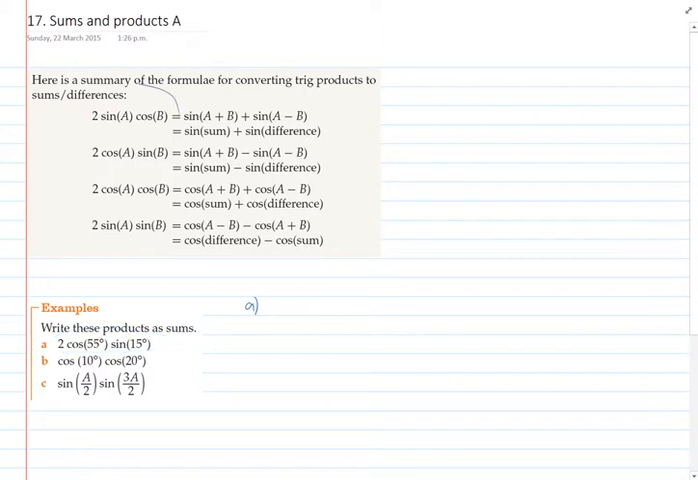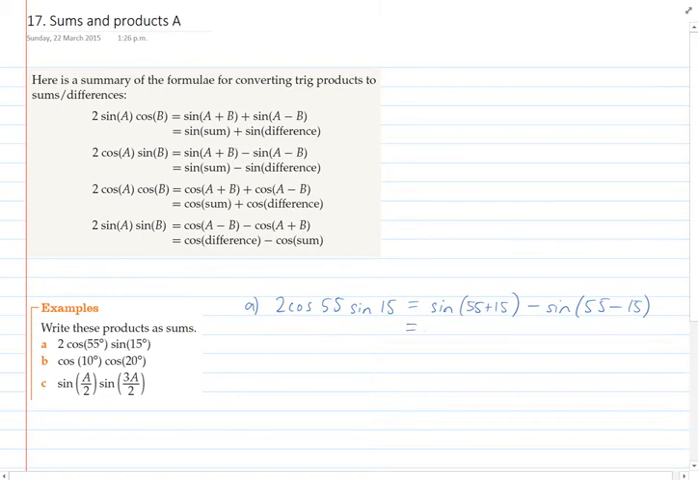So this is where we play mix and match, and out of these things here we look for one that's got cos and sine in it, and we can see that this one here has cos and sine, and so we'll write 2 cos 55 sine 15 as sine 55 plus 15, so I'm just substituting these angles into here instead of A and B, and minus sine 55 minus 15, and so simplifying that we'll have sine 70 minus sine 40, and that's it.